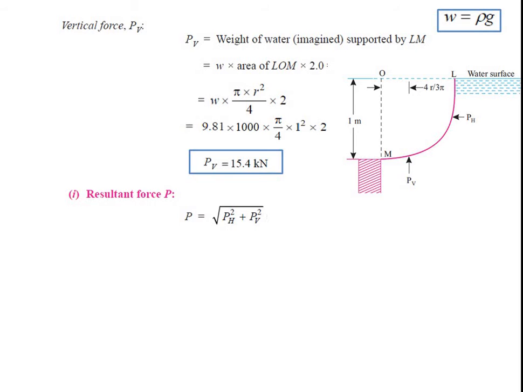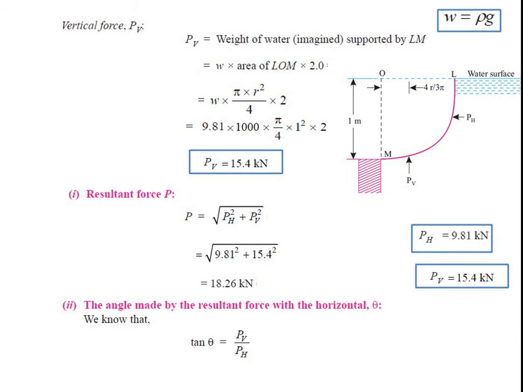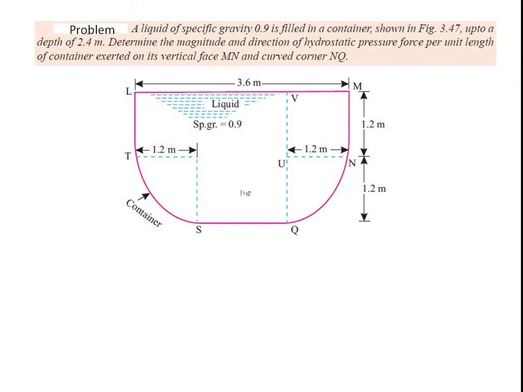So the resultant force acting on the gate, P, is nothing but root of PH square plus PV square. We have PH equal to 9.81 and PV equal to 15.4 kilonewton. So P can be calculated as root of 9.81 square plus 15.4 square. So it is 18.26 kilonewton. Now the angle at which the force is acting is theta, where tan theta is equal to PV by PH, and therefore theta is equal to 57.48 degrees.